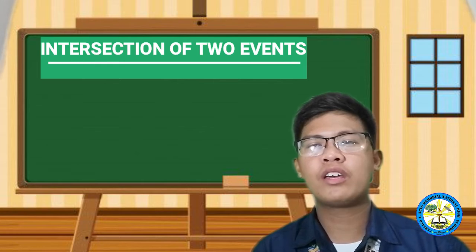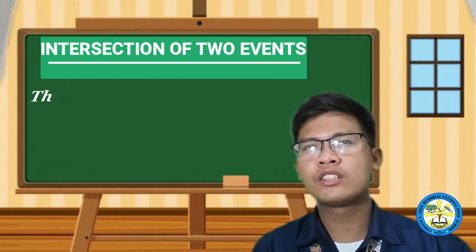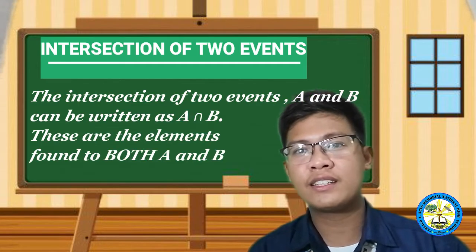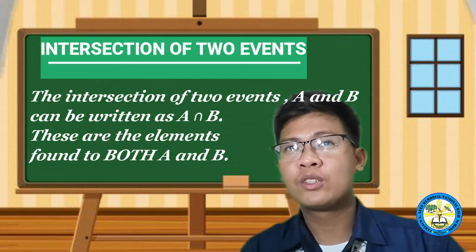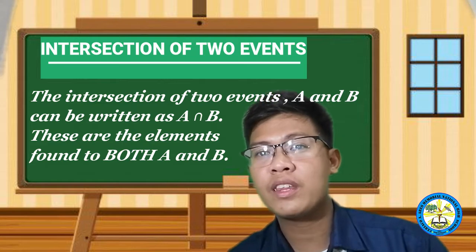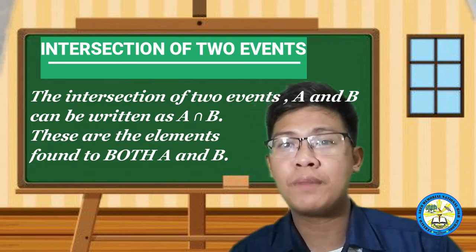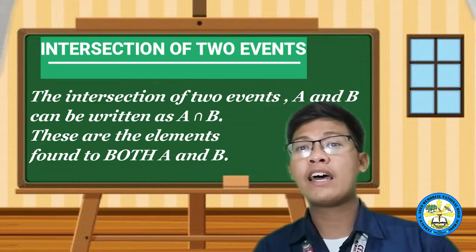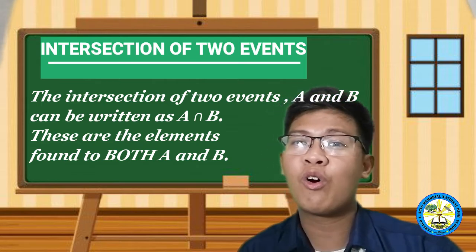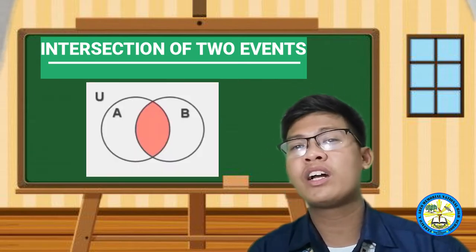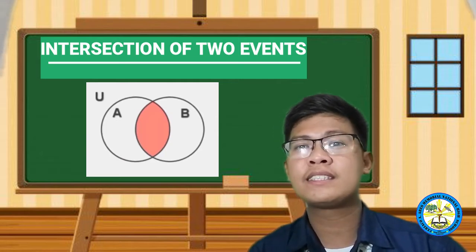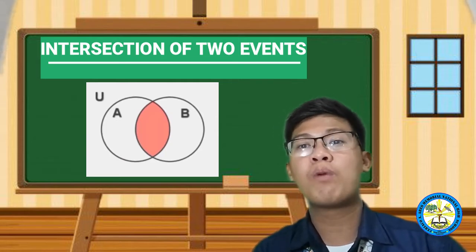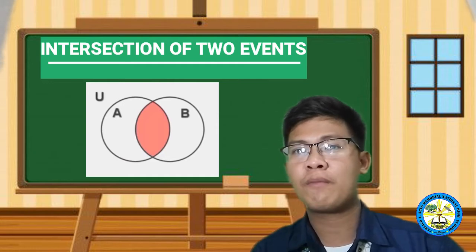So let's talk about the intersection of two events. The intersection of two events, A and B, is written as A intersection B. These are the elements found in both events A and B. Let's take note that in the intersection of two events, we are just talking about the possible elements that can be found in both event A and event B.